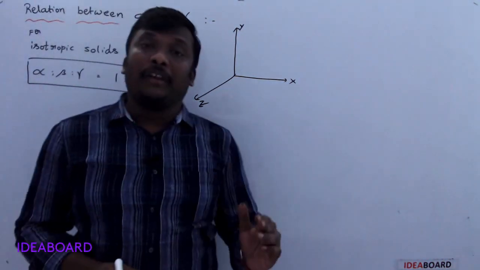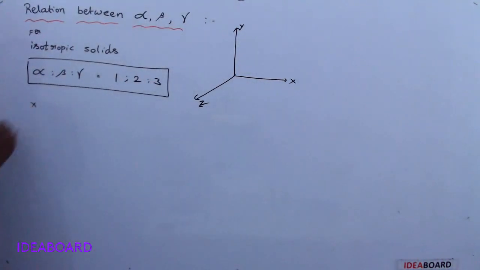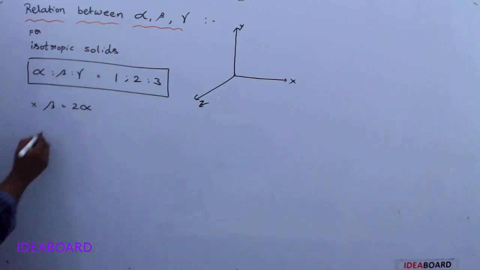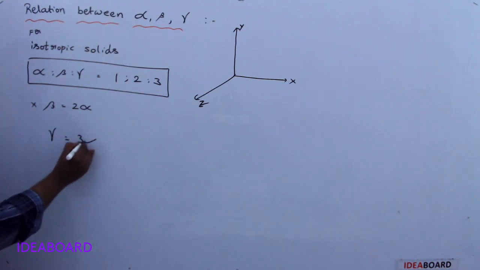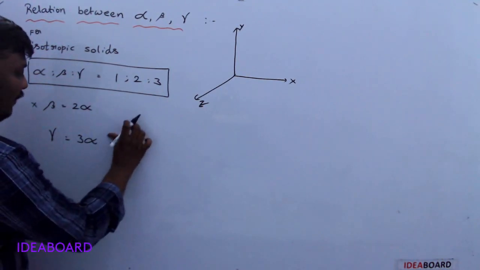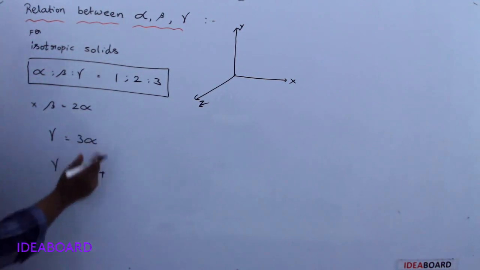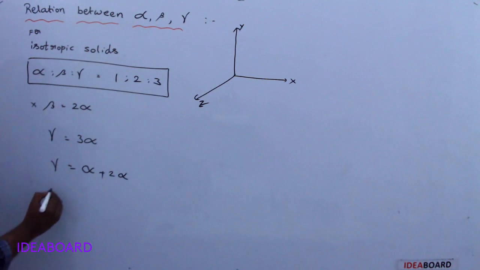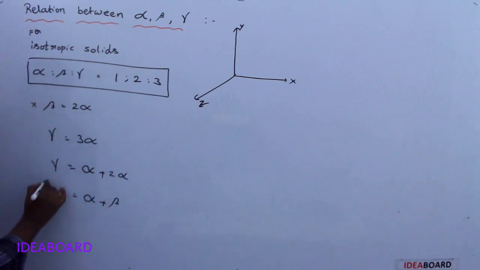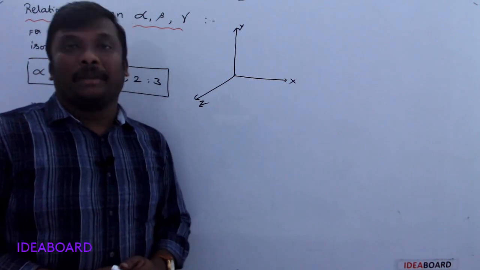alpha is to beta is to gamma equals 1 is to 2 is to 3. What does that mean? It means beta value is 2 alpha, and gamma value is 3 alpha. Can you write 3 alpha as alpha plus beta? Because gamma is equal to 3 alpha, and 3 alpha can be written as alpha plus 2 alpha, which is nothing but alpha plus beta. So gamma is equal to alpha plus beta.